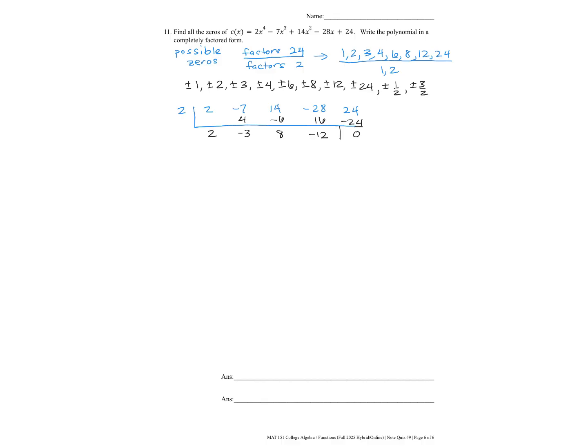So far we have seen that 2x to the 4th minus 7x cubed plus 14x squared minus 28x plus 24 is equal to x minus 2 times my quotient. Remember, I count down. 2x cubed minus 3x squared plus 8x minus 12.